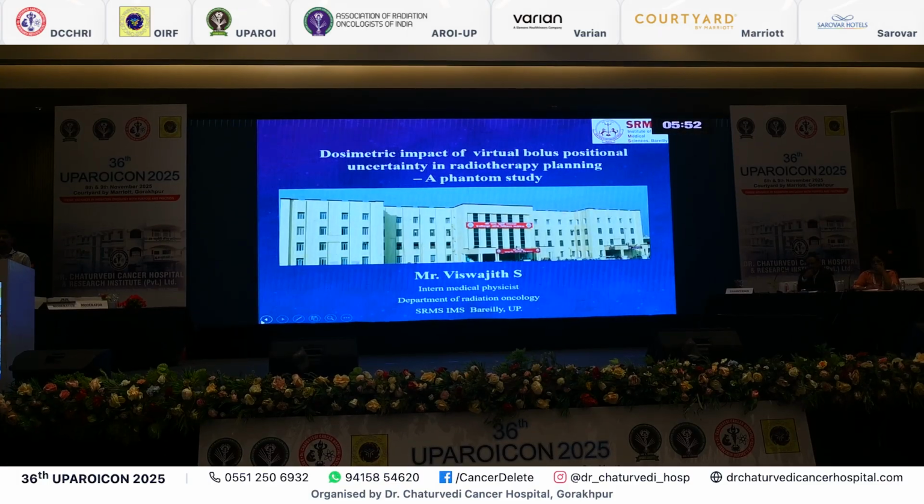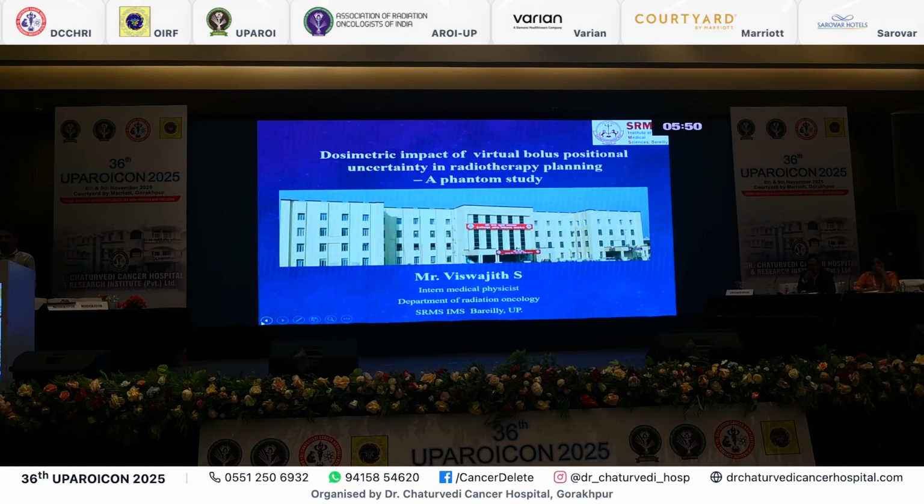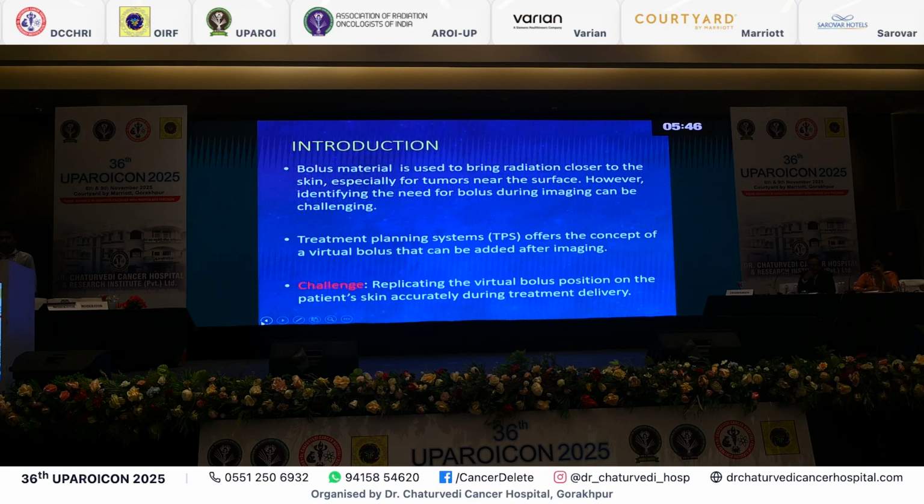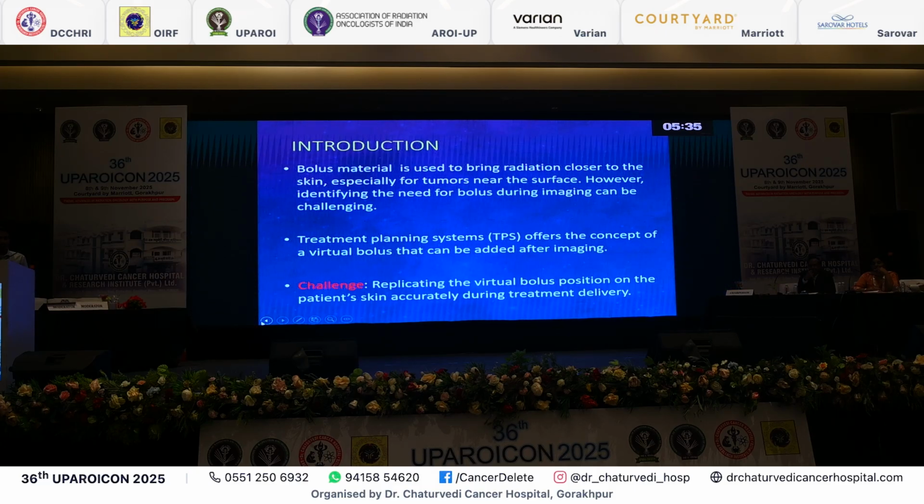Impact of virtual bolus positional uncertainty in radiotherapy planning, a phantom study. Bolus material is used to bring radiation closer to the skin, especially for tumors near the surface. However, identifying the need for bolus during imaging can be challenging.